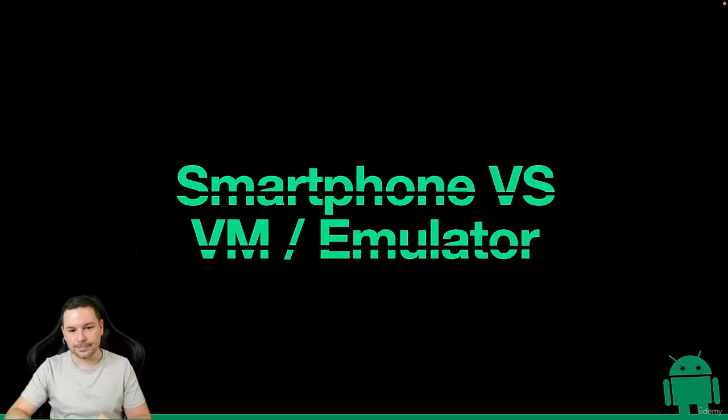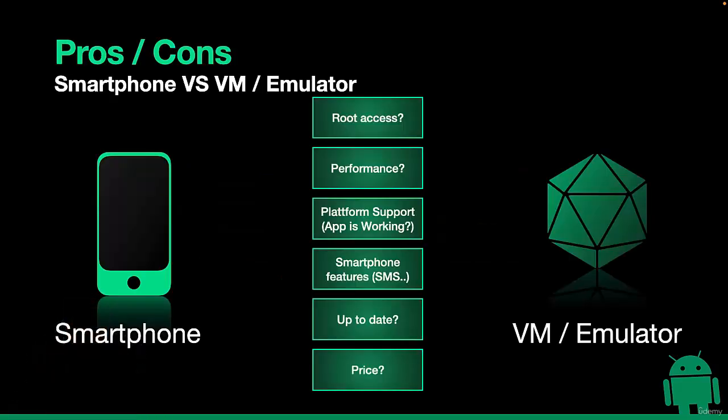All right. Now let's have a look at the differences between using a real smartphone and a virtual machine or emulator. I will summarize virtual machine and emulator because these are the same. All right. So let's have a look. Let's talk about root access, smartphone versus virtual machine or emulator. On a real smartphone, it's sometimes not possible to get root access, or it requires a tremendous amount of work and you could also brick your device. Therefore, it's, let's say, yellow.